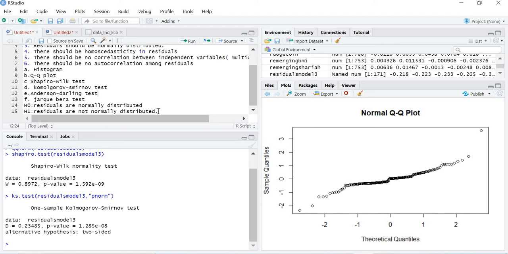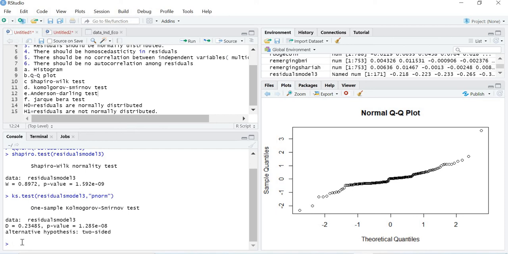As we all are aware, if the p-value is less than 0.05, we are not going to accept the null hypothesis. We are going with the alternative hypothesis. So over here the Kolmogorov-Smirnov test is also saying that your residuals are not normally distributed.